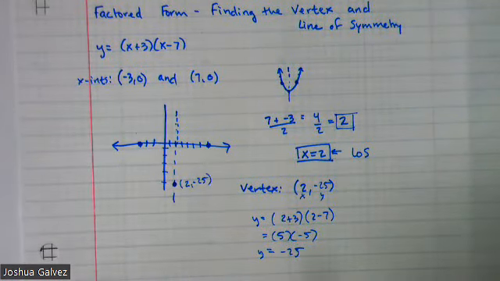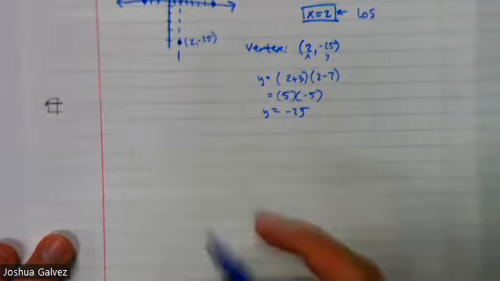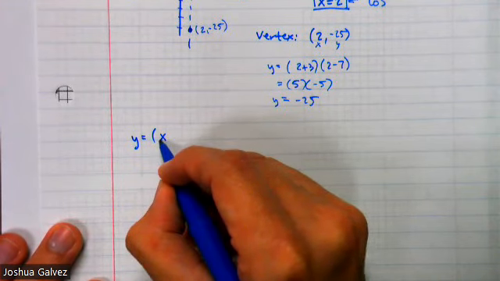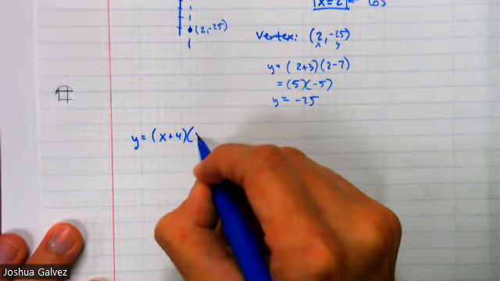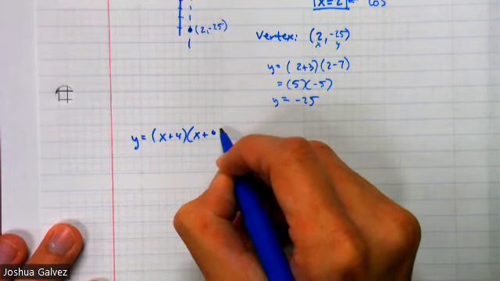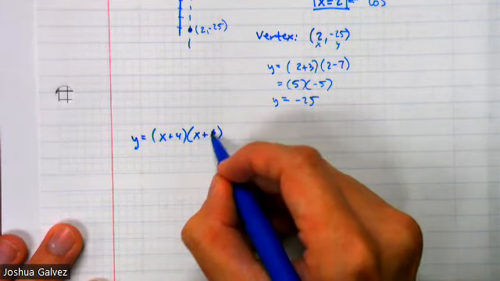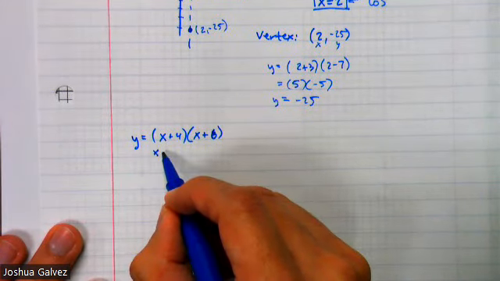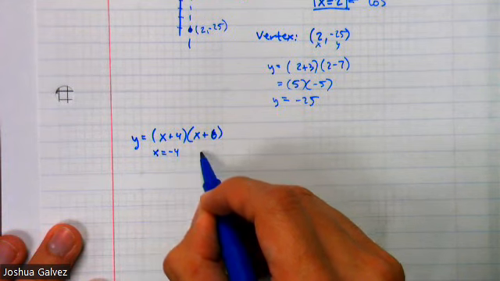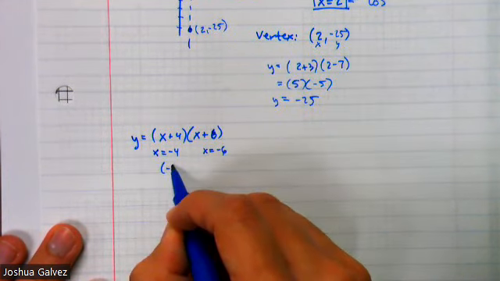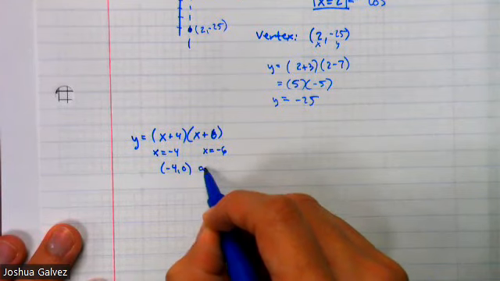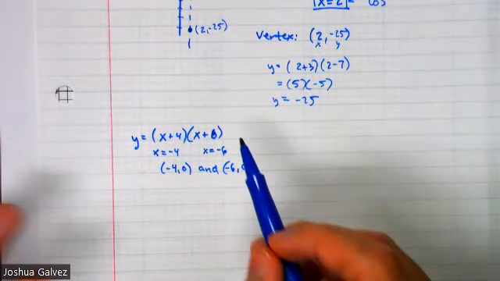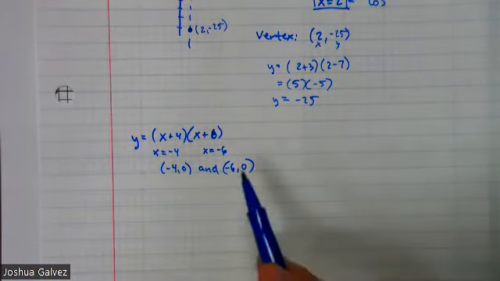So let's do another quick example so you can see it from start to finish. Let's say that we have y equals (x + 4) times (x + 6). All right, first we start with our x-intercepts. We know x has to equal -4, x has to equal -6. So we've got (-4, 0) and (-6, 0). These are the x-intercepts based on our equation. Again, I have another video explaining how to do this.